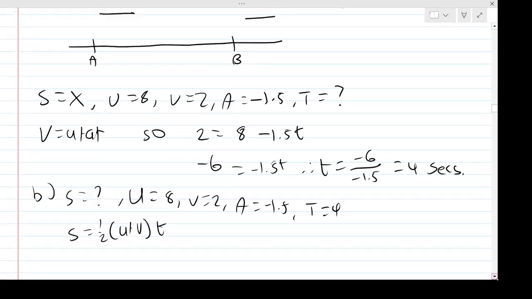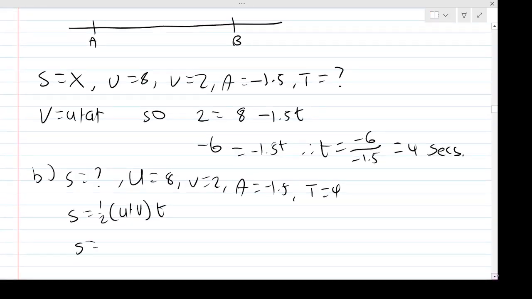Again, I know what U, V and T are. So S is going to be a half of 8 plus 2 times 4, and that's a calculator job. So the displacement, and by the way, that is an S, not a 5. That is S, displacement. A half of 8 plus 2 times 4 is 20. So 20 meters, that's the distance.